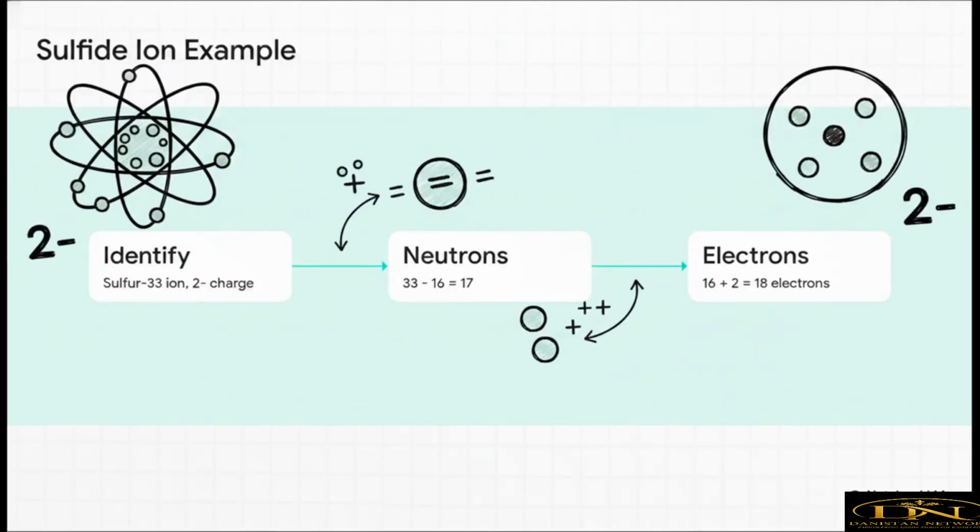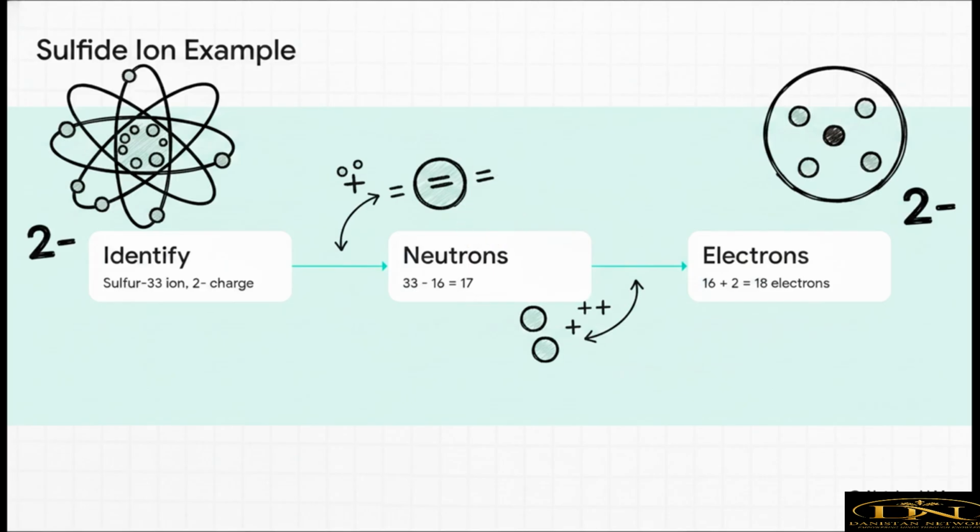Let's tie all of this together with a classic A-level worked example. We'll walk through this just like a whiteboard problem. Consider the sulfur-33 ion with a 2- charge. First, we know the proton number is 16 and the nucleon number is 33. To calculate the neutrons, we just subtract 16 from 33, giving us 17 neutrons.